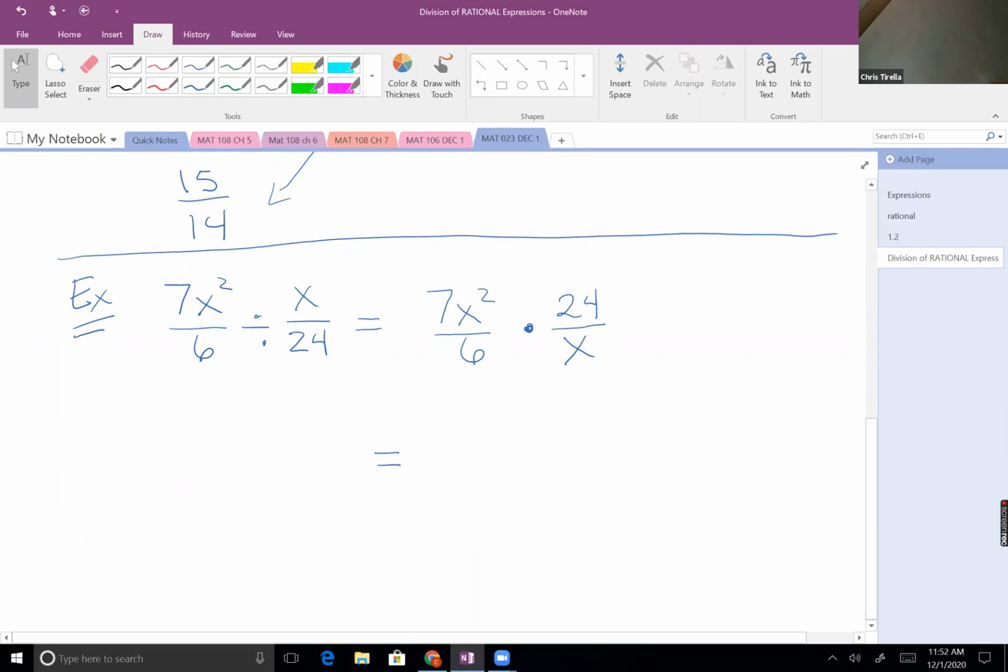I'm going to divide out common factors. 6 goes into 6 once. 6 goes into 24 4 times. Then x goes into x once. x goes into x squared x times. And so that leaves me with 7x times 4, or 28x over 1 times 1, or 1. So my final answer is just 28x.